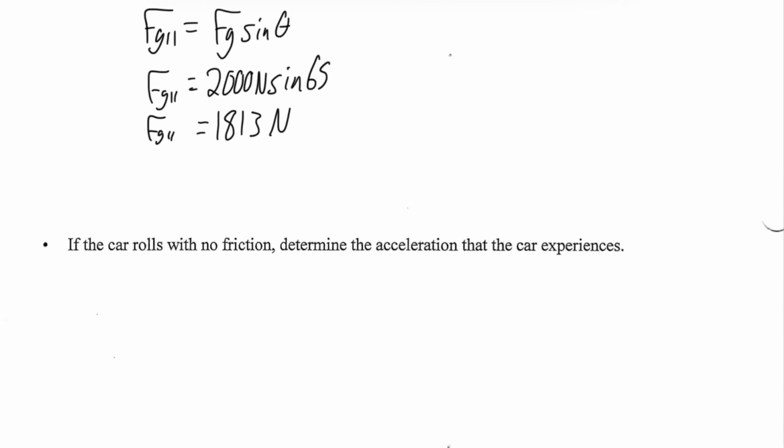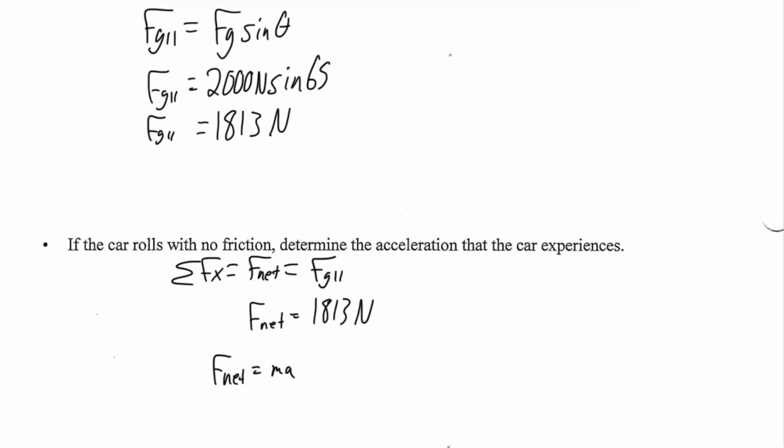Now, if the car rolls with no friction, we want to determine the acceleration that the car experiences. So the acceleration that the car is going to experience is going to be all in the x direction because the y direction cancels out. So we're going to do the sum of the forces in our x direction. It's going to be our net force. Now there's only one force in this direction, which is Fg parallel. So we can find that our net force is going to be equal to 1,813 newtons.